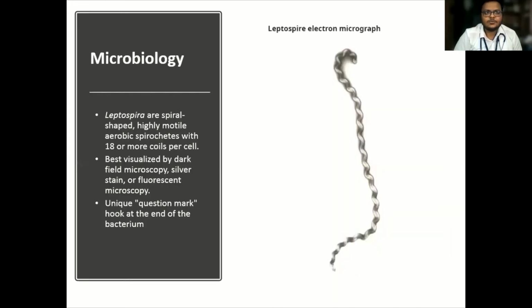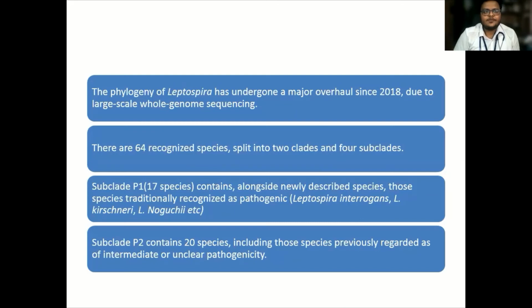As we all know, leptospirosis is caused by a highly motile spirochete that is best visualized by dark field microscopy and that has a unique question mark hook at one end. With the advent of whole genome sequencing, the phylogeny of Leptospira has undergone a major overhaul. There are now 64 recognized species that are split into 2 clades and 4 subclades, with subclade P1 accounting for most of the pathogenic species.